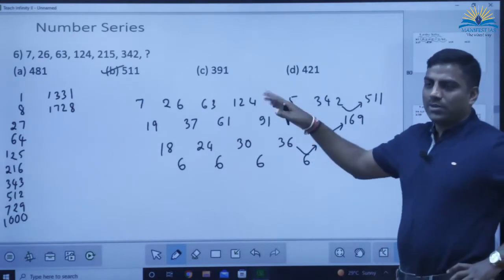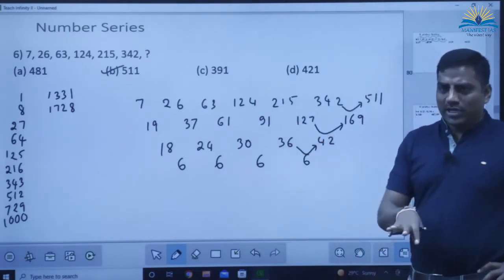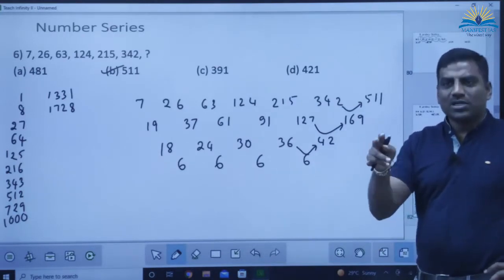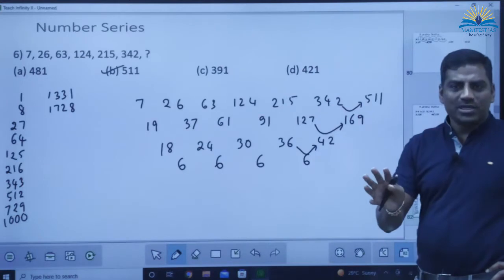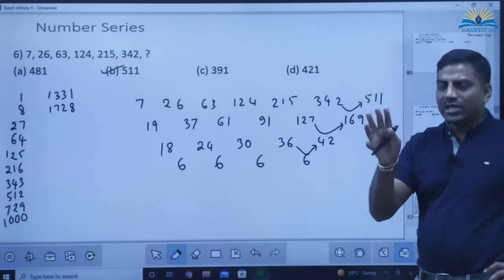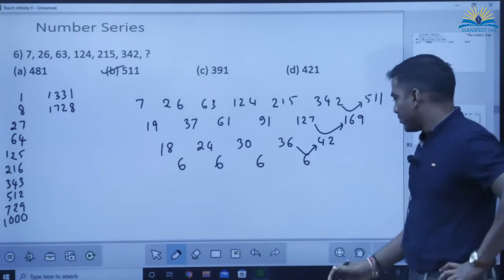And these many are important. Beyond this, until today, I have not found any application. From 13 cube onwards, I have not found them very popularly used in the calculations. Up to 12 cube, yes. Okay.